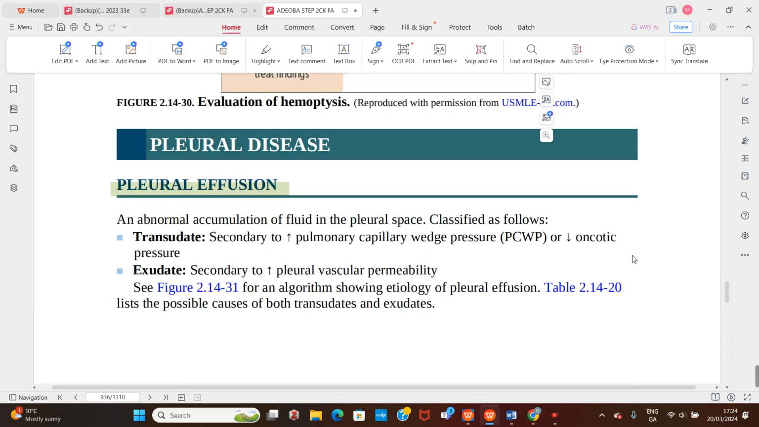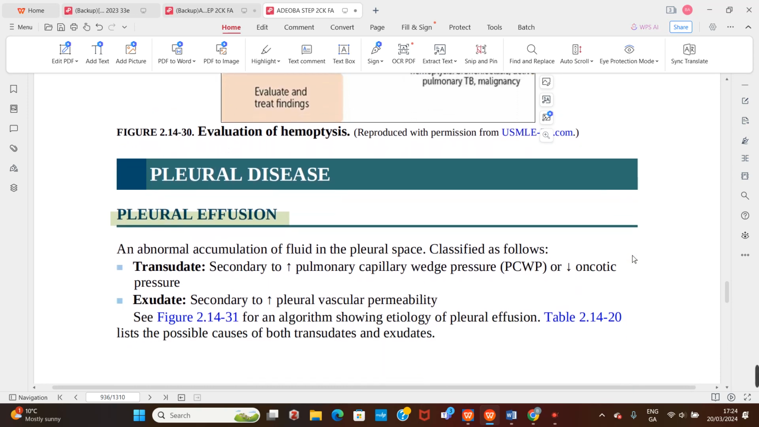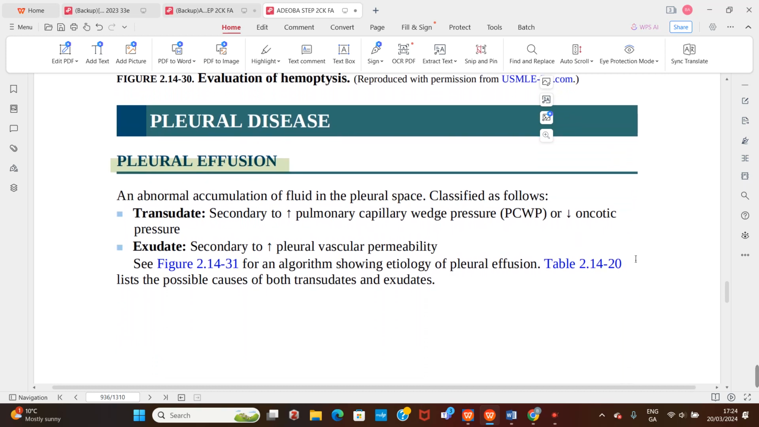So that's the way it works. So moving on to pleural effusion.